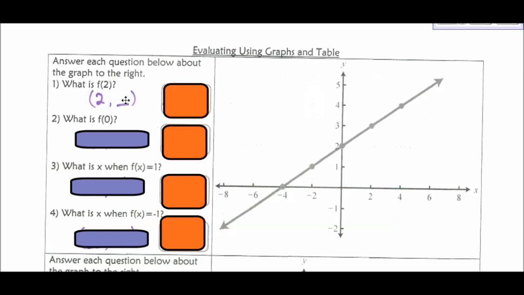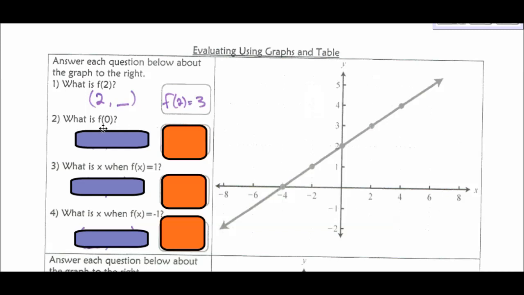Another way to just phrase that, it's saying 2 comma what? What is the y value when we have an x coordinate of 2, and that is 3. So f of 2 equals 3. You could also write it as coordinates if you wanted to. If you wanted to write an ordered pair, that's fine. 2 comma 3 would also work there.